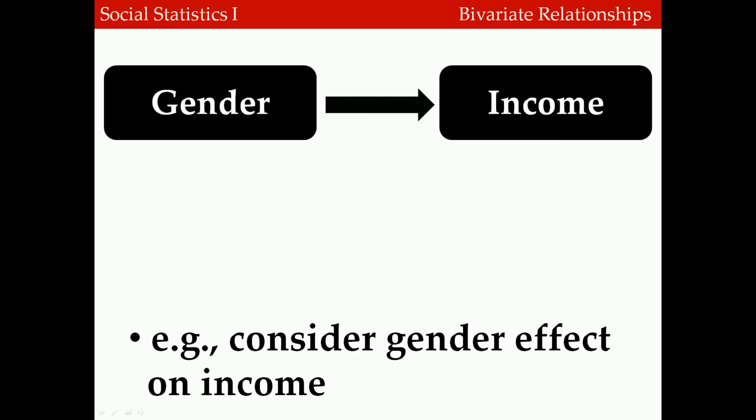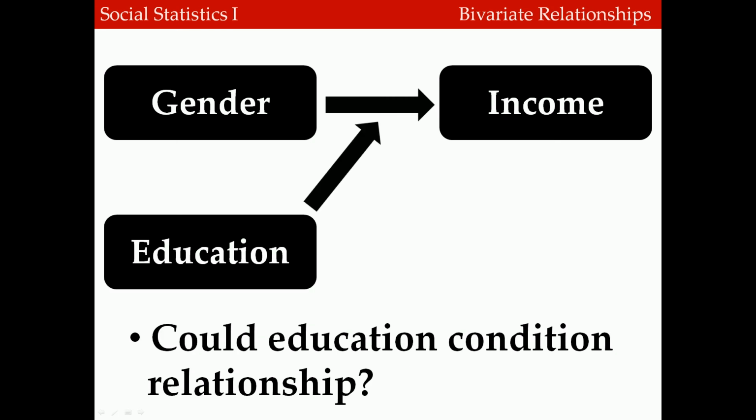Consider the relationship between gender and income. We might think that men and women have different earnings on average. We might think that men as a group tend to earn more than women. But maybe it's not solely due to gender. Maybe there's another influence, something like education, that also influences the earnings of men and women. So maybe men get paid more, not only because they're men, but also because they're maybe more educated than women. So we can test something like this by looking at a conditional relationship.